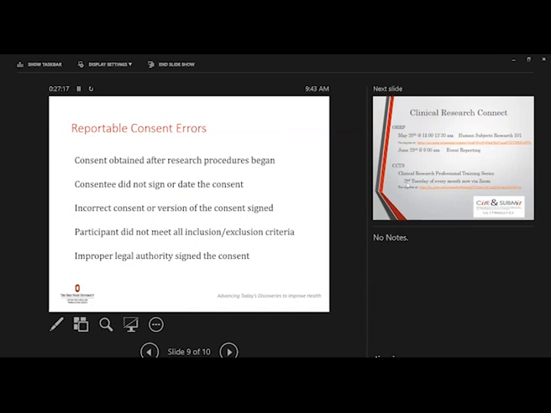When the participant did not actually meet the inclusion criteria or had an exclusion criteria you were unaware of. Sometimes that information is not discovered until afterwards. And if you've already started some of the procedures, then it wasn't a proper consent. And those a lot of times need to be reported. A lot of these things will depend on the individual IRBs as to what they want reported and what they don't.